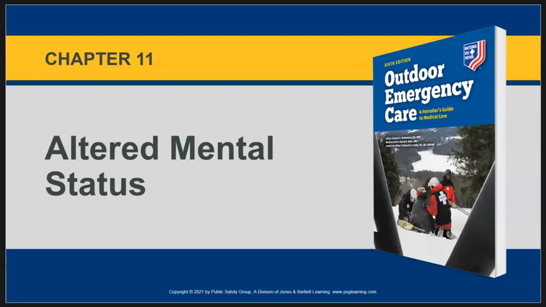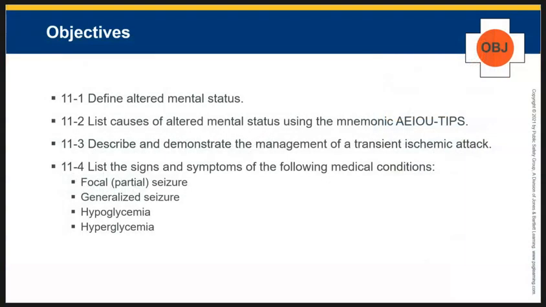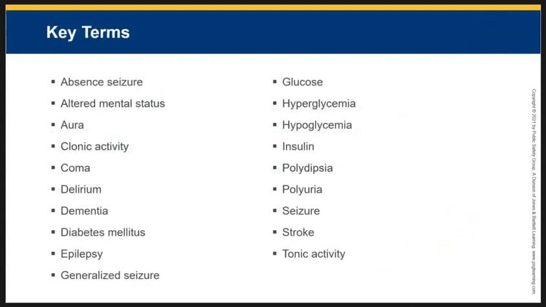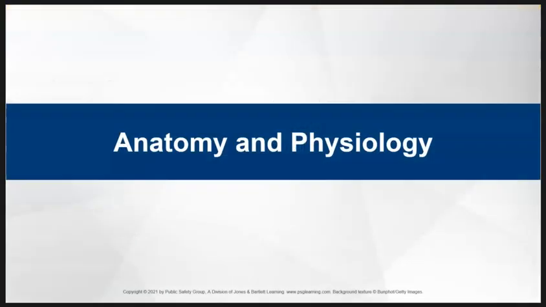This video continues Chapter 11 of OEC 6, looking at altered mental status. We're going to focus on the definition of altered mental status and some of the causes using the mnemonic device AEIOU TIPS. Some of the key terms that we'll look at are related to that mnemonic device, AEIOU TIPS. We'll detail that in just a minute.